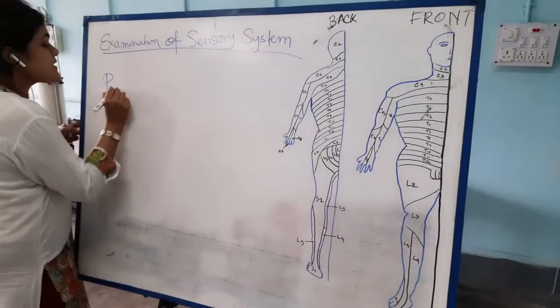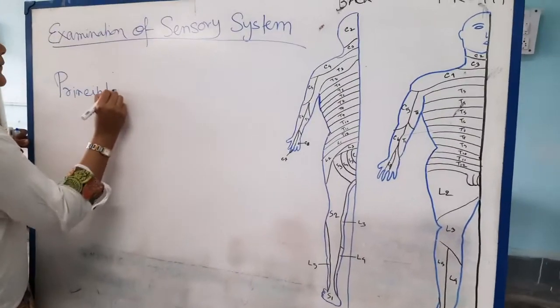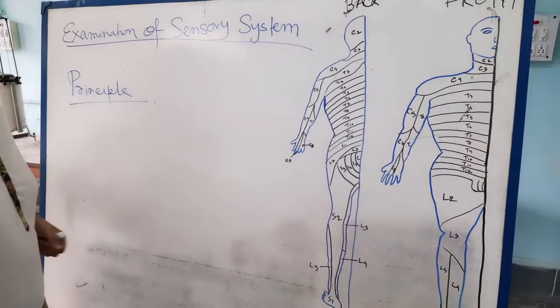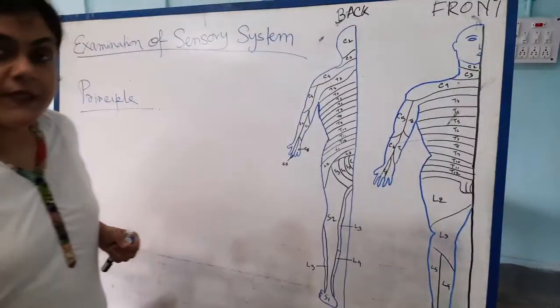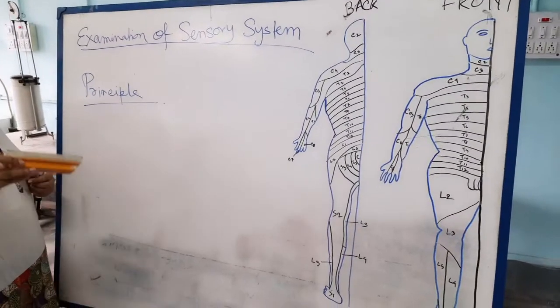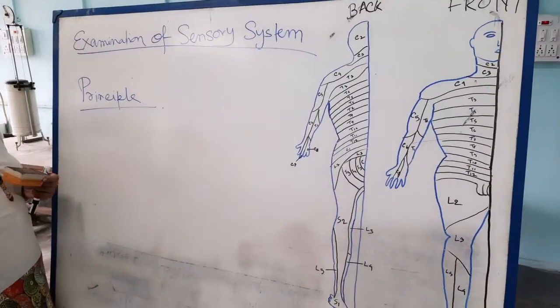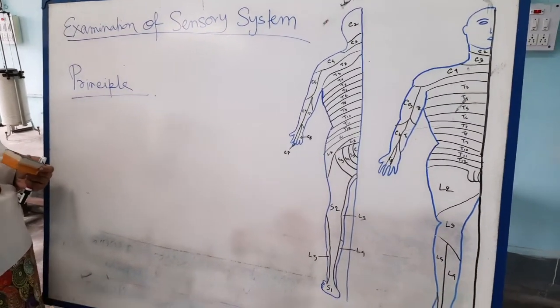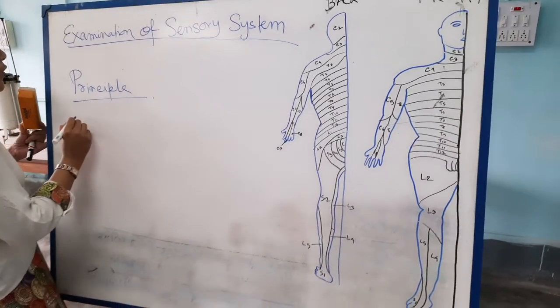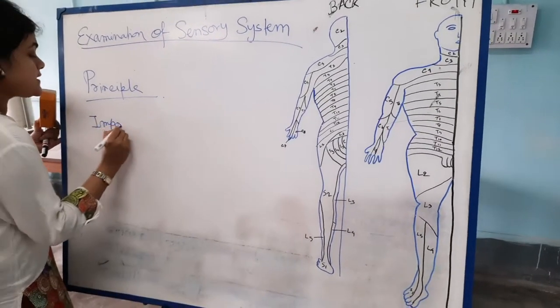So what's the principle of this examination? Here, the receptors of the particular cells to be tested are stimulated by appropriate means and the findings are recorded. Okay. So, what's the importance of this testing?